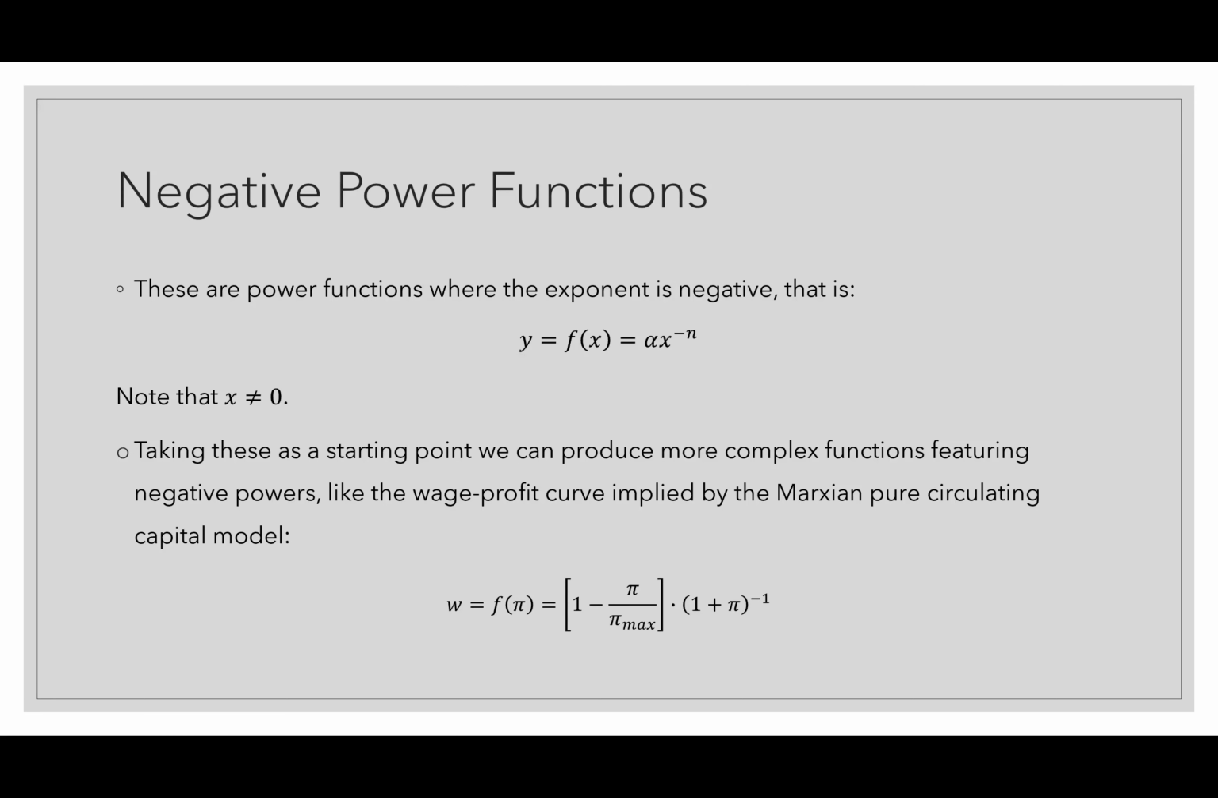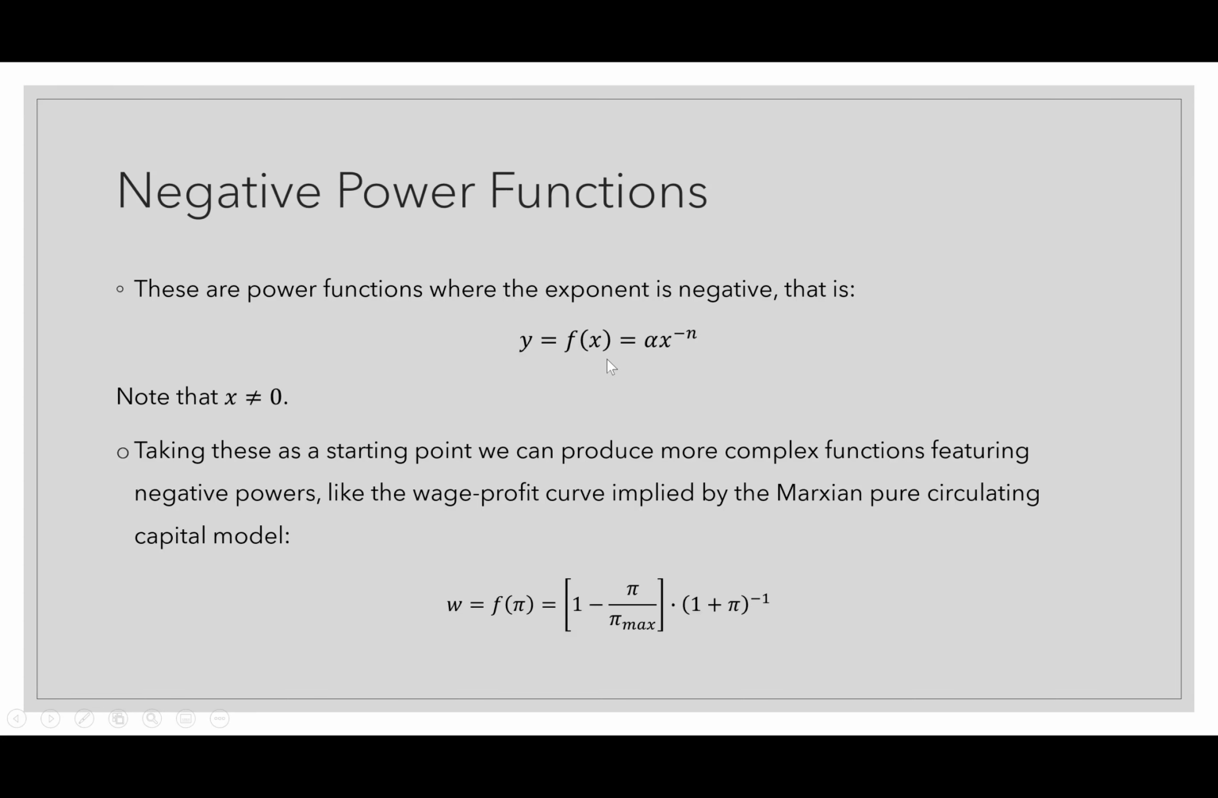Now, let's look at power functions where the exponent is negative, where we are looking at a negative real number. First of all, we have to note that in these kinds of functions, x cannot be equal to 0. If x is equal to 0, then this is an indetermination, because at this level we cannot divide things by 0. You can also express this as just alpha over x to the power of n. This is formally what raising something to the power of minus n means.